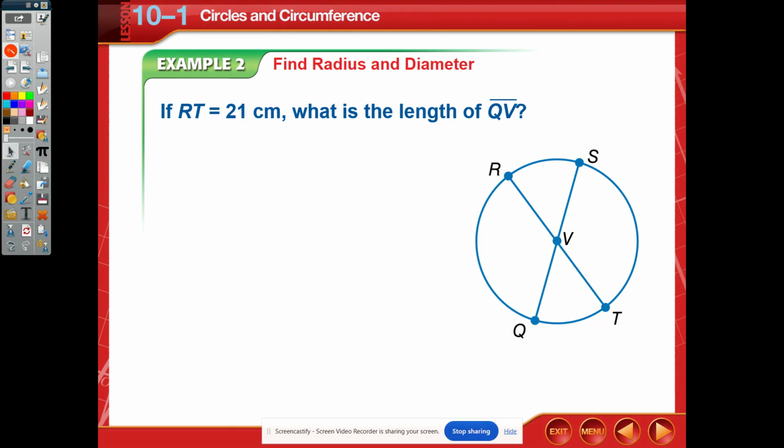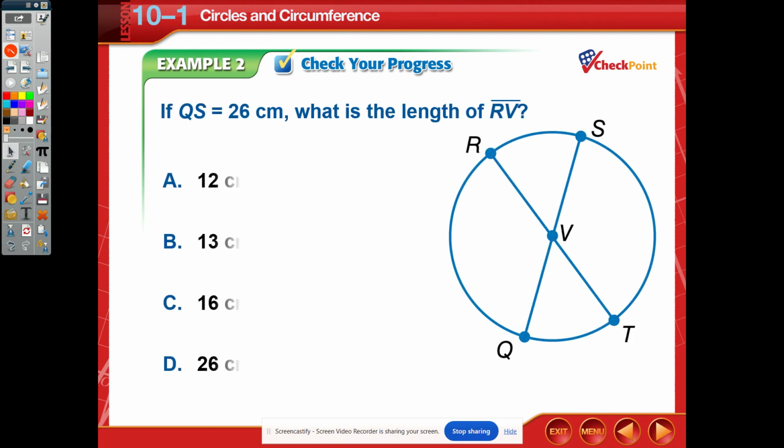All right. What is the length of RV? Well, QS is a diameter, so the radius would be half of that. So the answer here is B.